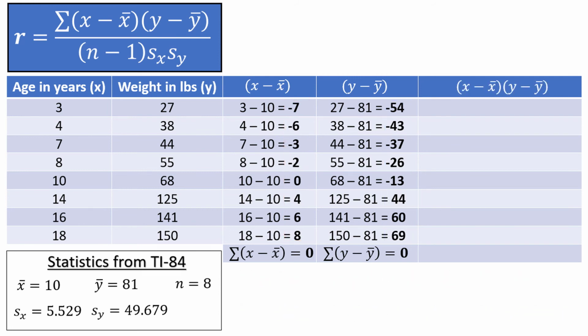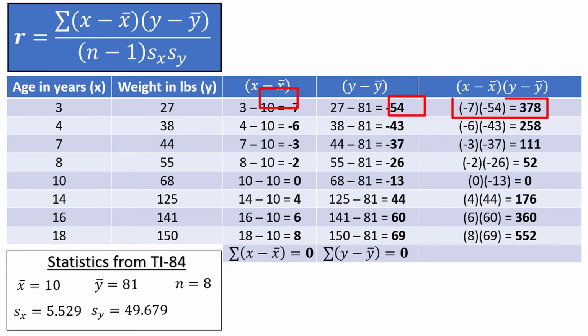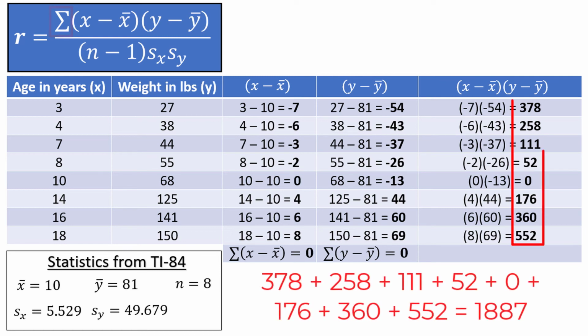For the final column, we simply take the x minus x bar column and multiply by the corresponding value in the y minus y bar column. When we do that, we get this result. Negative 7 times negative 54 is 378, negative 6 times negative 43 is 258, etc. Now, since the formula has the summation sign in the numerator, we need to add up all of the x minus x bar times y minus y bar results, which is the column we just finished making. If we add up all of those values, we get 1,887, which is the numerator of the formula for r.